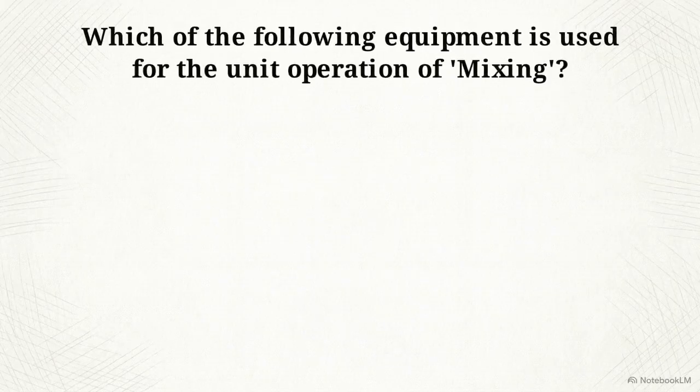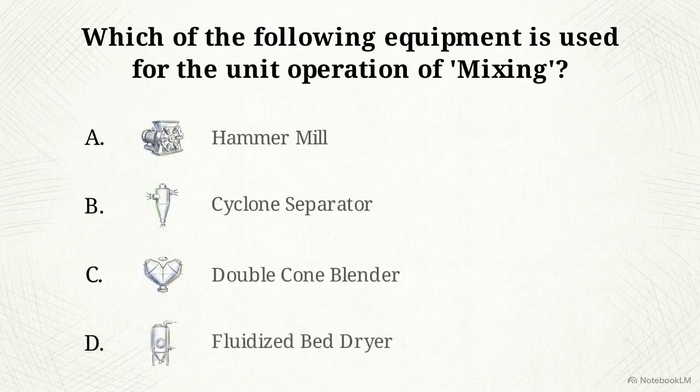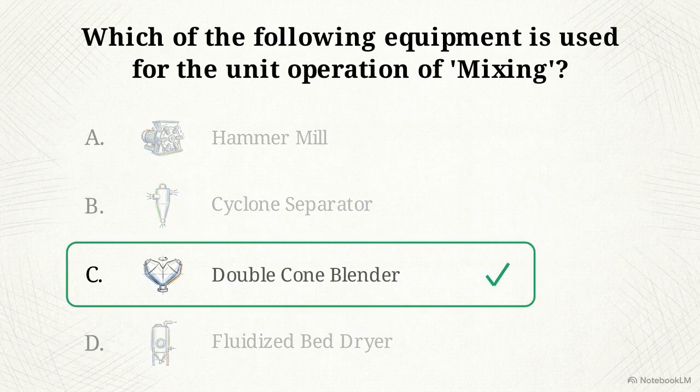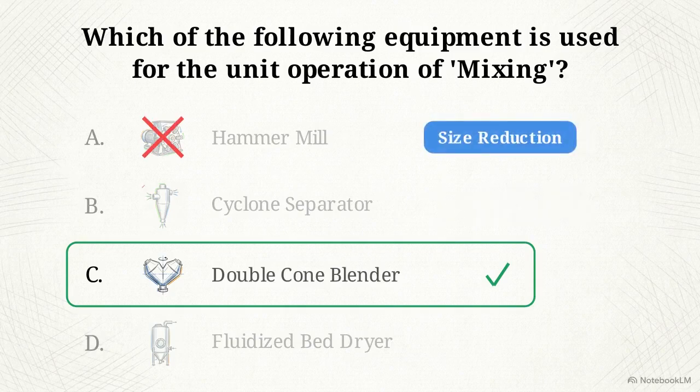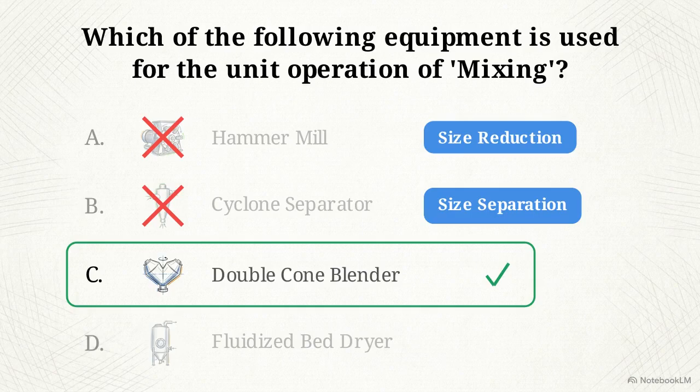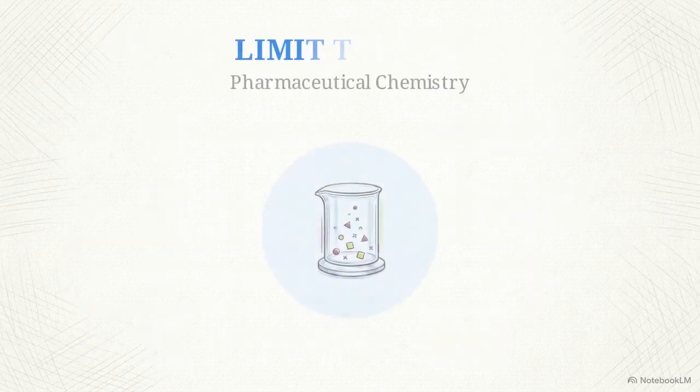Here is a standard pharmaceutics question you will likely see. It asks you to identify the specific equipment used for the unit operation of mixing. The answer is C, the double cone blender. The syllabus strictly categorizes the others differently. The hammer mill is for size reduction, the cyclone separator is for size separation, and the fluidized bed dryer is used for drying. Let's test pharmaceutical chemistry.